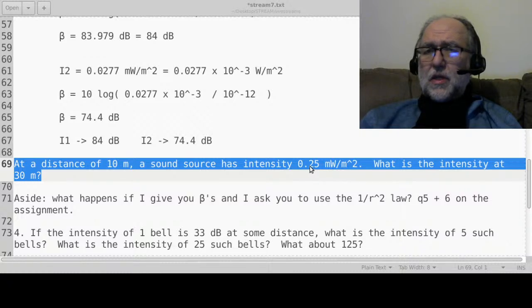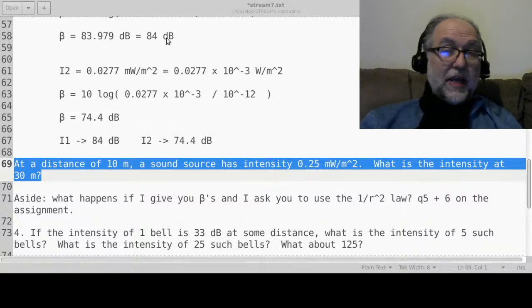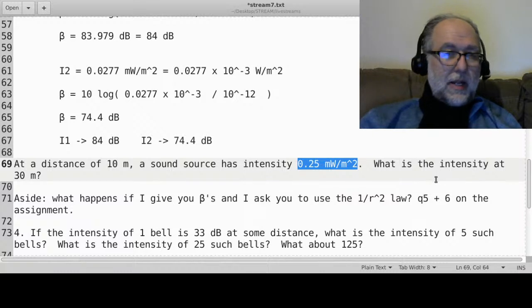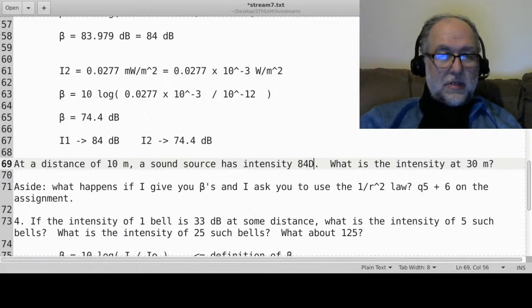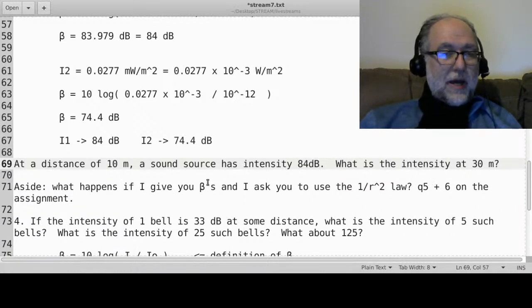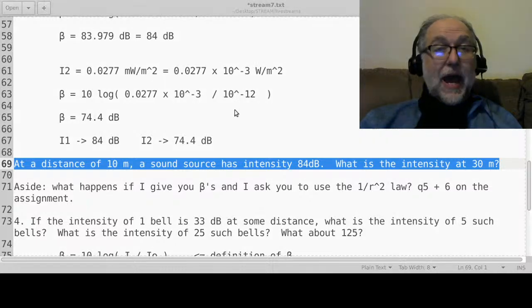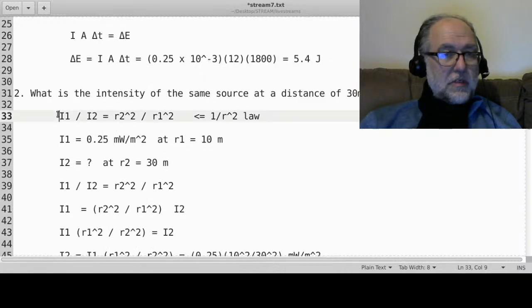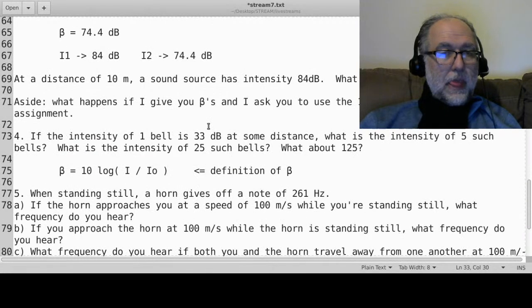But what if instead of giving this to you in I, I gave it to you in beta? So, instead of this number there, I say, well, you know what? I'm just going to give you 84 decibels. You go, oh, wow, how do I do this? Because now it's an inverse R squared law. Okay, so you have to use this formula. You have to use this formula right here.